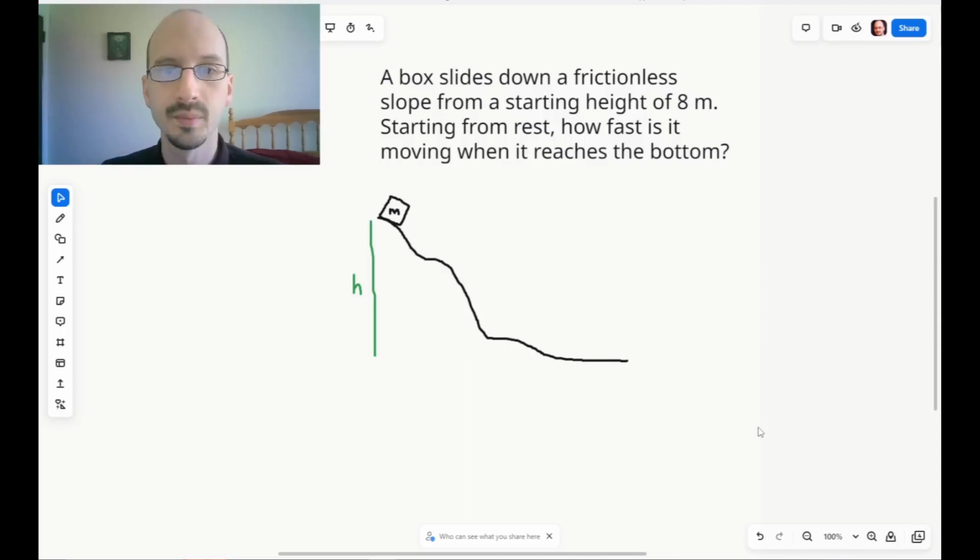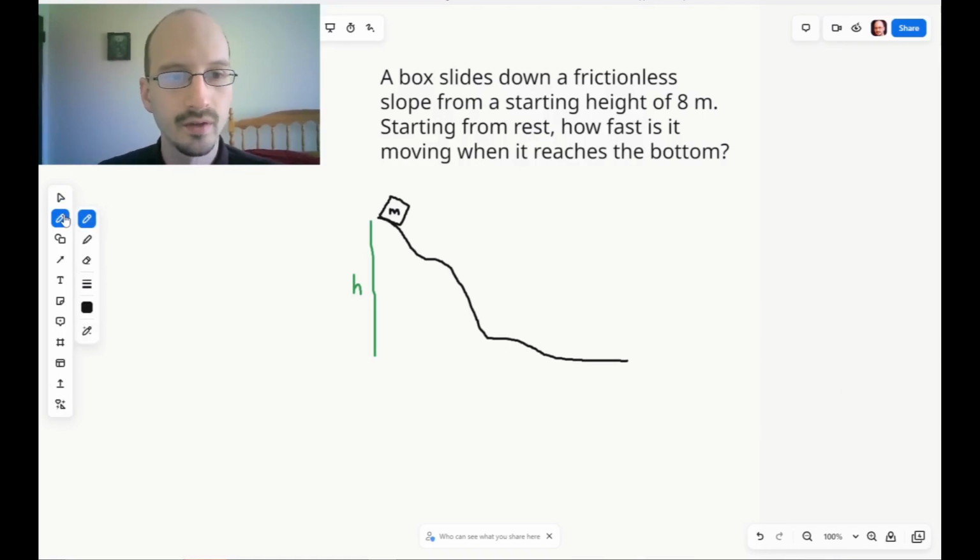So let's look at a simple example before we do our initial problem. We've got a box sliding down a frictionless slope from a starting height of 8 meters. Starting from rest, how fast is it moving when it reaches the bottom? So to start out, we want to write down all the values that the problem gives us. It gives us a starting height of 8 meters. It tells us it's starting from rest. What that means is its initial velocity is equal to 0.